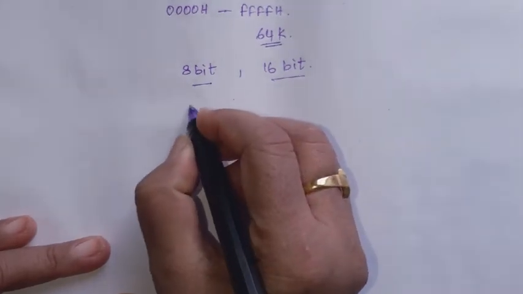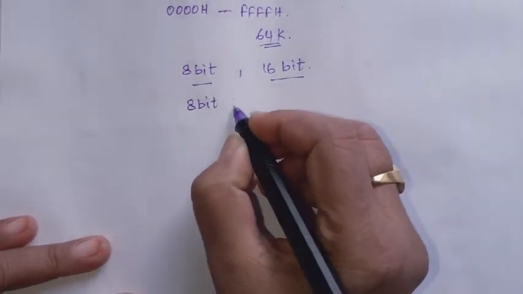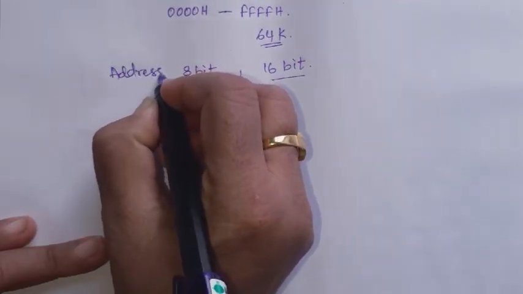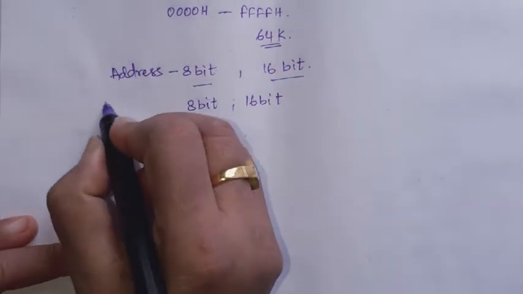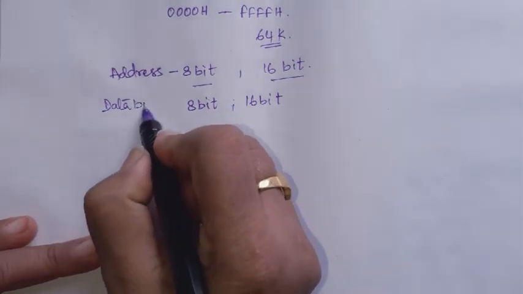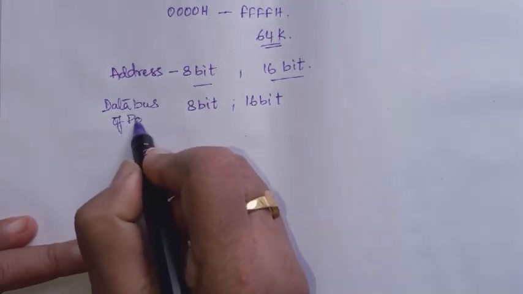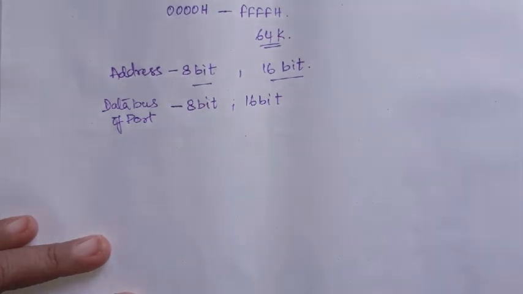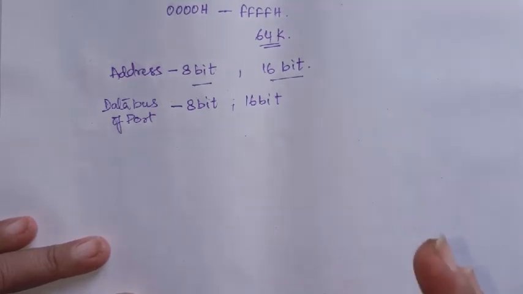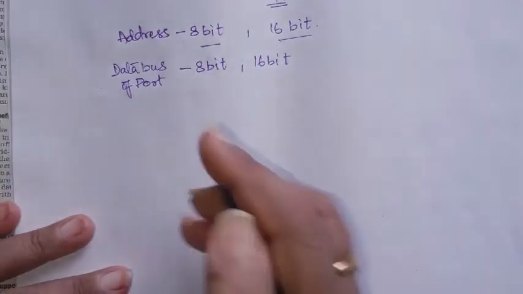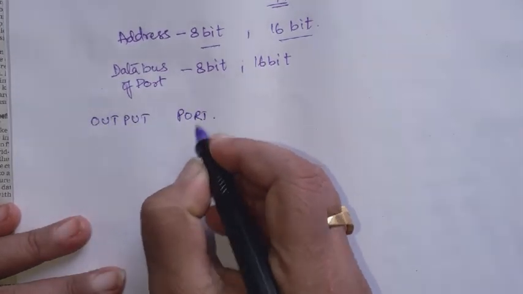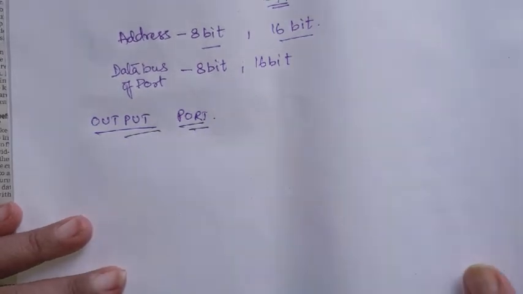Also, the data bus can be 8-bit or 16-bit. In the same way, the data at each port, the data bus of the port, can be 8-bit or 16-bit. Any port can have, let us first discuss the output port. First, let's see the output port.